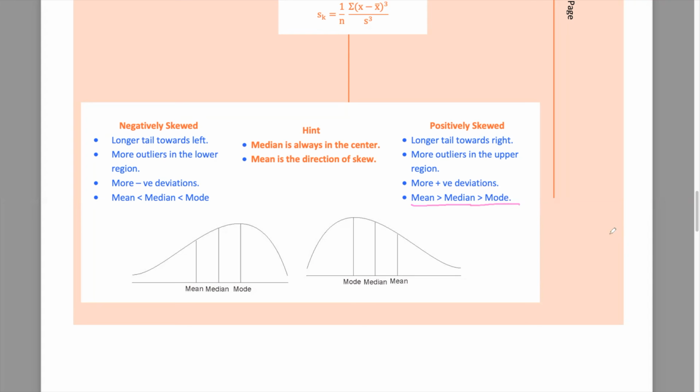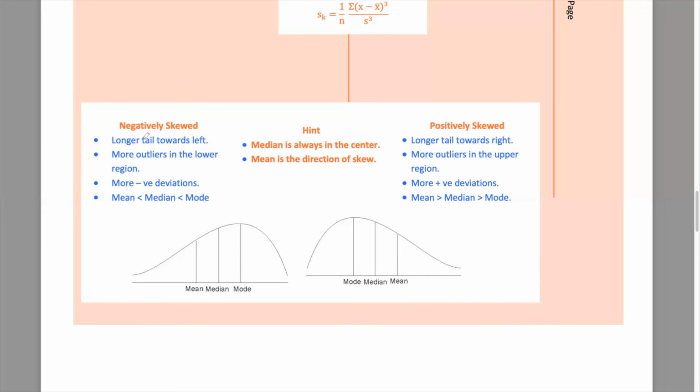In the diagram, you will see the peak shifted to the left, with a long tail extending to the right. This indicates that most of the data points are clustered around the lower values, with a few extreme higher values stretching the tail out to the right.